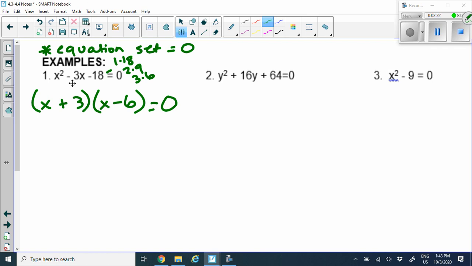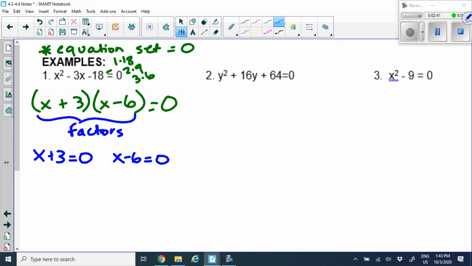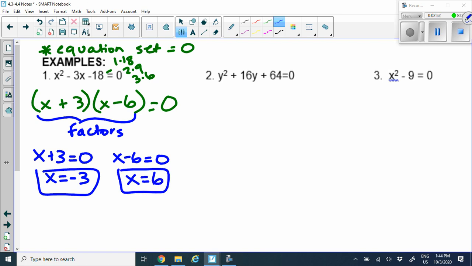Now we are not finished. These are what we call factors. So you heard me using those words whenever we did factor, okay? So what we need to do is set each factor equal to 0 and solve for the variable. So I'm going to have x plus 3 equals 0 and x minus 6 equals 0. On the first one, I move the 3 over, so I get x equals negative 3. And on the other one, I add 6 to the other side, so I get x equals 6. So I have two solutions, two roots, or two zeros, okay? So remember, solutions, roots, zeros, they all mean the same thing.